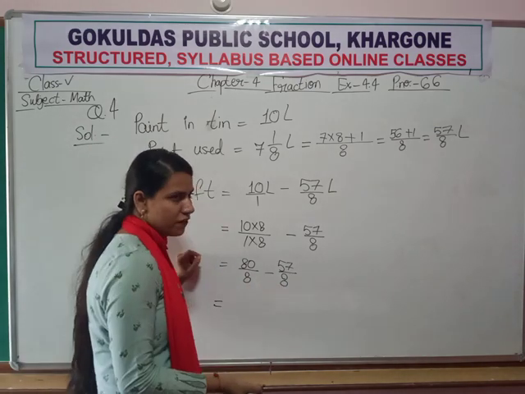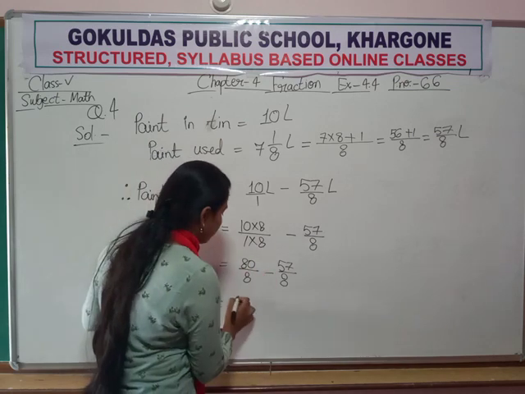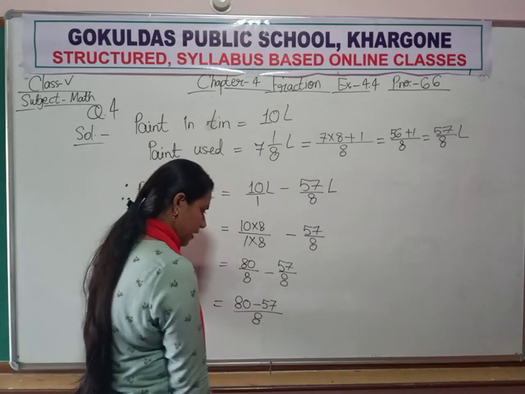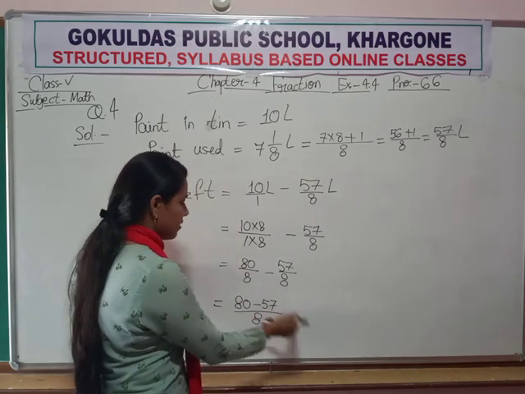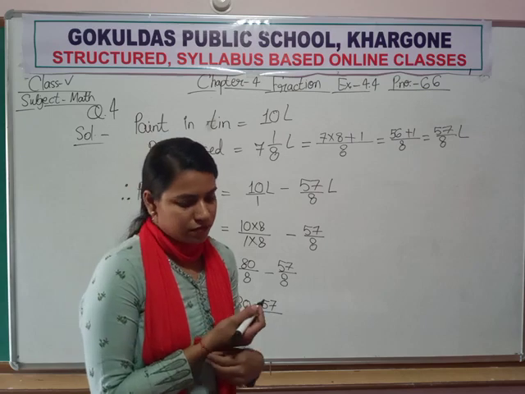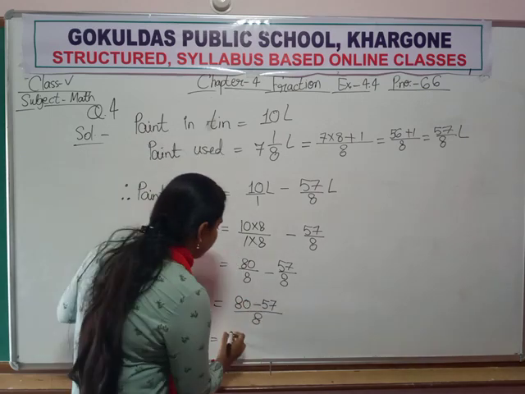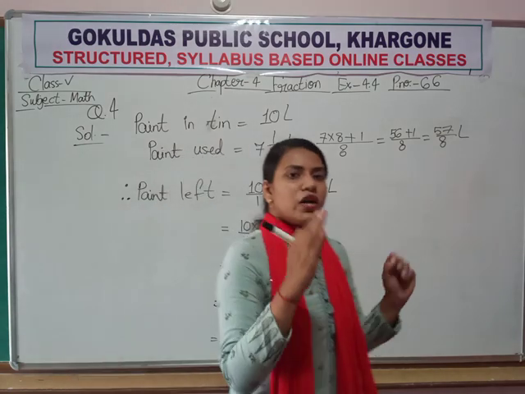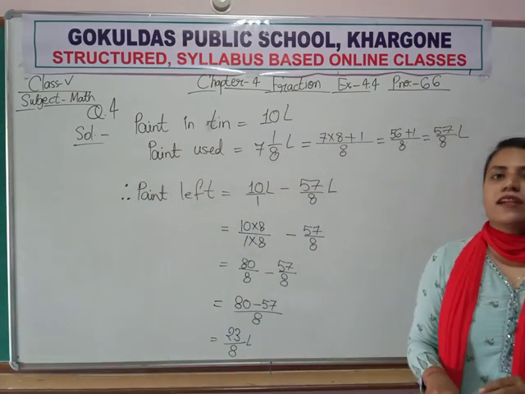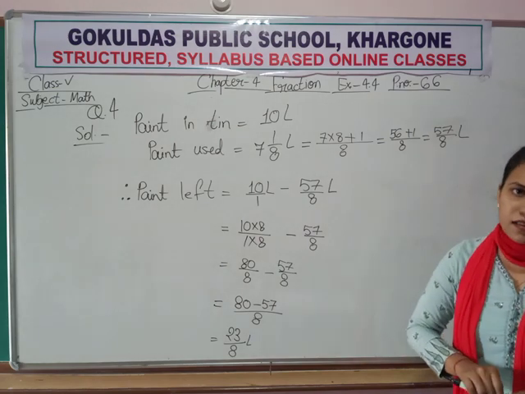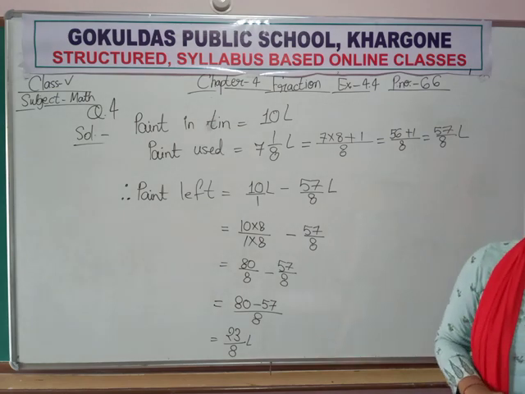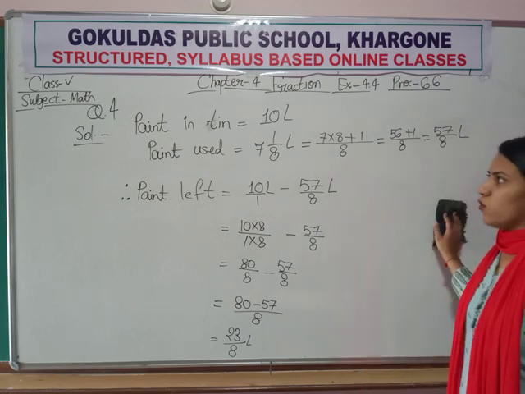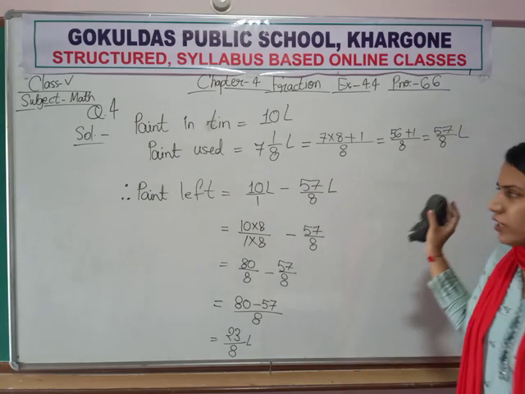So how do we solve like fractions? We directly subtract the numerators. 80 minus 57/8. Solve this. 80 minus 57 means 23/8 liter. So 23/8 liter of paint is left in the tin. Okay. Question number 5. Read question number 5 now.